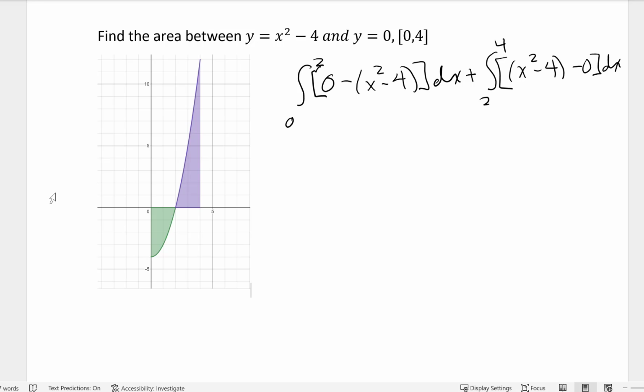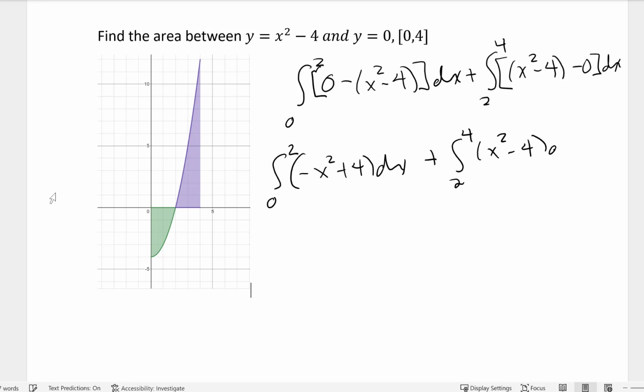So we can make this look a little bit better. This goes 0 to 2. I can drop the 0. I can push through the negative, so I have minus x squared plus 4 dx. And then I can do the same thing here, 2 to 4, just drop the 0. I have x squared minus 4 dx. So I'm going to integrate. I get negative x cubed over 3 plus 4x, 2 to 0. I have x cubed over 3 minus 4x from 4 to 2.